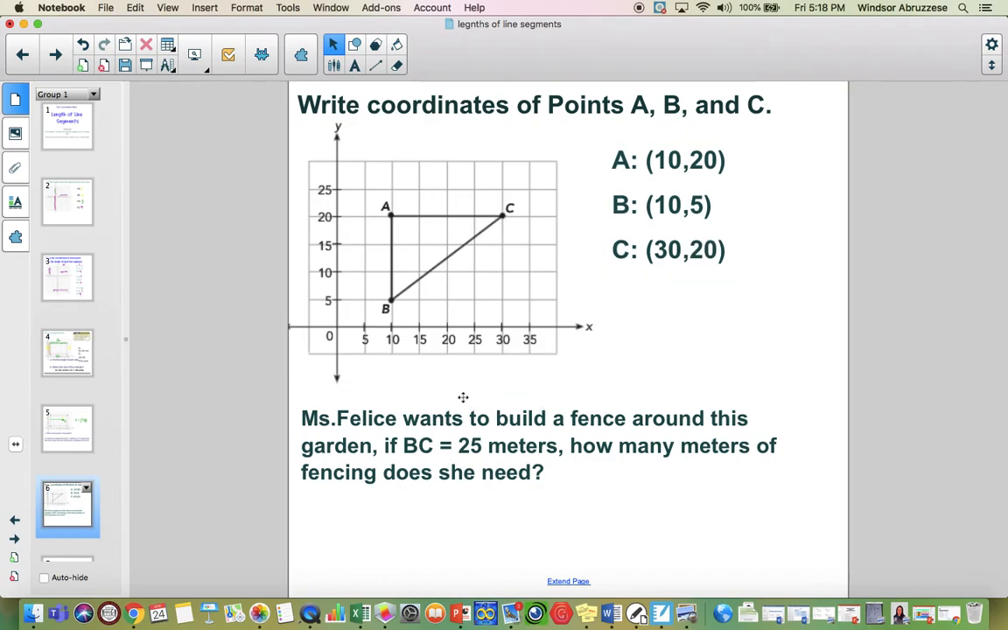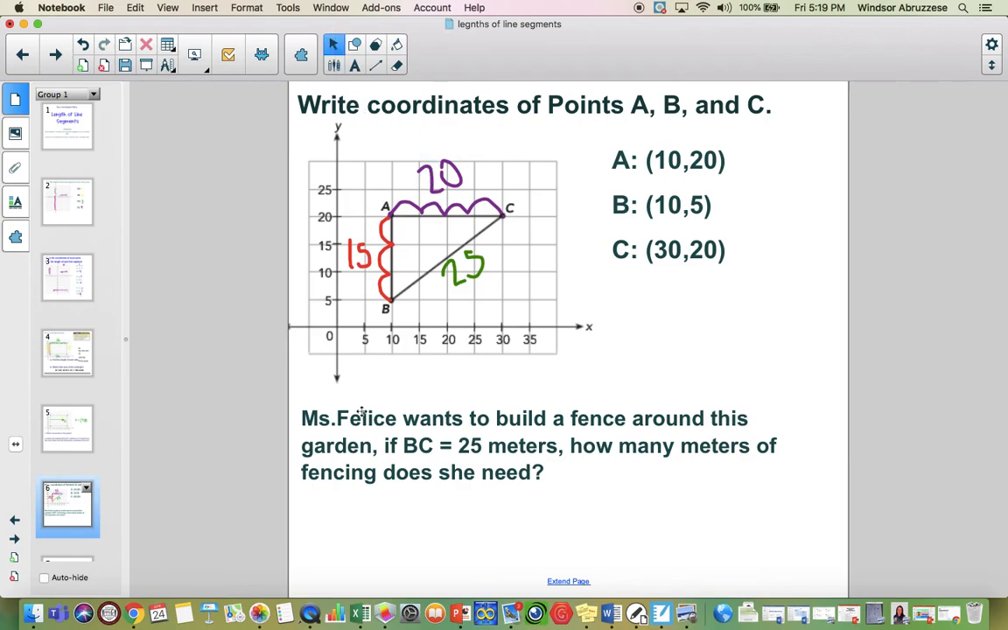Next question. Miss Felice wants to build a fence around this garden. If BC is 25 meters, so B to C, this length here, is 25. How many meters of fencing does she need? Okay, well, if I'm putting a fence around it, that's perimeter. I'm going to add up all the sides. So let's find the length of A to C. Remember, I'm going by 5s. 5, 10, 15, 20. So this is 20. Now let's do the length of AB by 5s. 5, 10, 15.